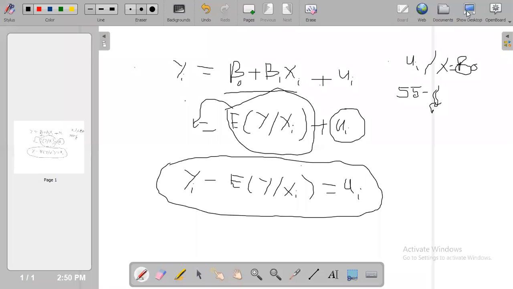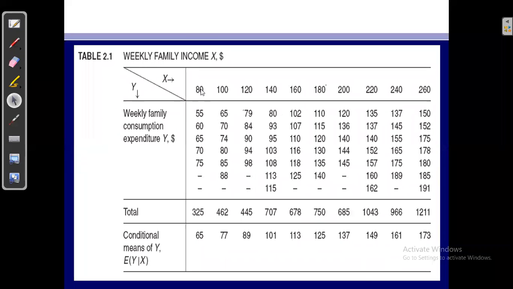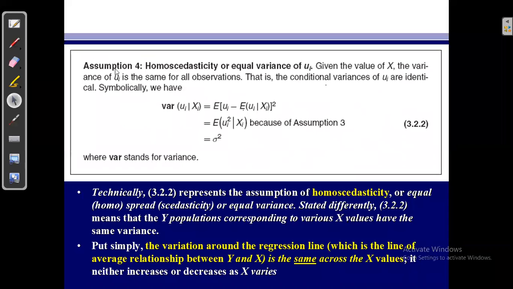If you use this discussion, then the previous assumption was saying that the mean of all those disturbance term values should be 0. This assumption of constant variance is saying that the variance of the disturbance term corresponding to x equal to 80, the variance of the disturbance term values corresponding to x equal to 100, the variance of the disturbance term values corresponding to x equal to 120, and so on, all these should be exactly one and the same. So the variance would not change when you change from one x value to another x value, right? This is actually what we call the assumption of constant variance.